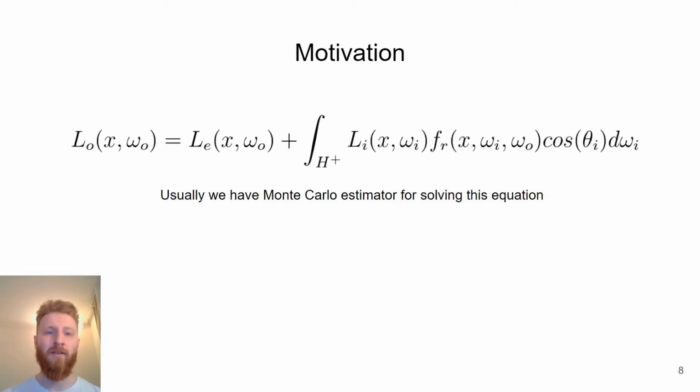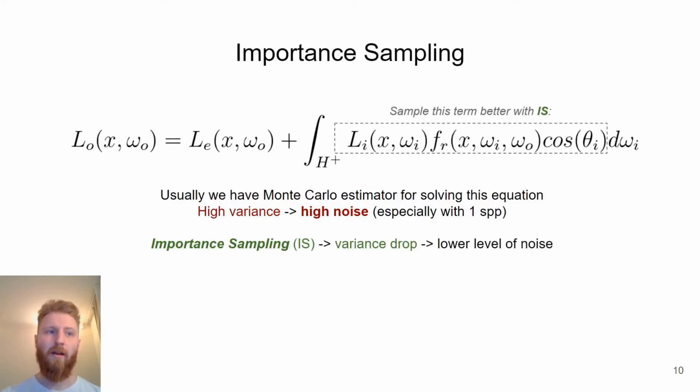For solving the light transport equation, we usually apply a Monte Carlo estimator in real-time applications. But if we have a high variance estimator and a limited sample budget, we get a high level of noise. This is why it's common to apply importance sampling from the integrand terms. It usually leads to a decrease in variance, and consequently the noise level also drops.